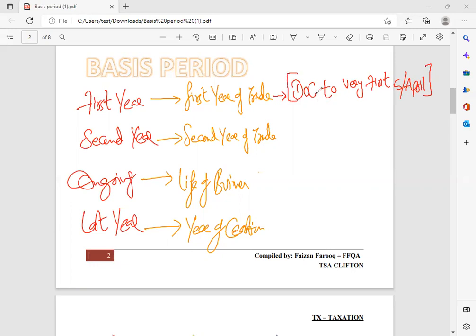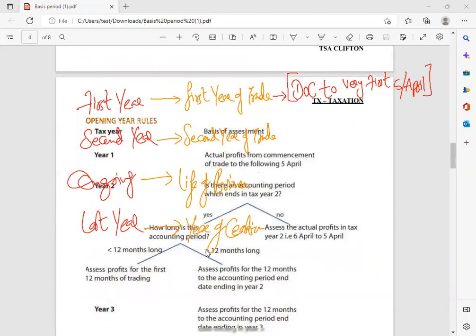We will do some practice questions, then we are going to learn how to apply this. Just remember, first year rule is date of commencement to the very first 5th April. Got it? Okay. Now, here is a small example.